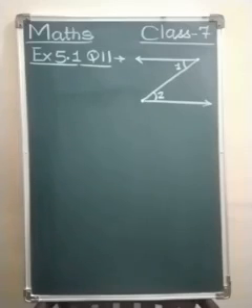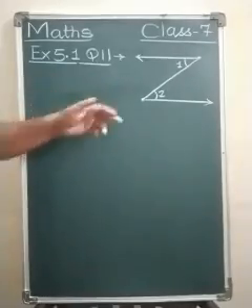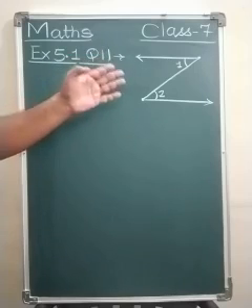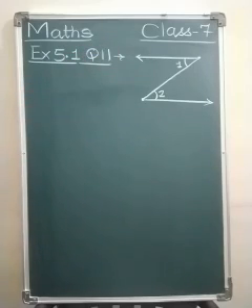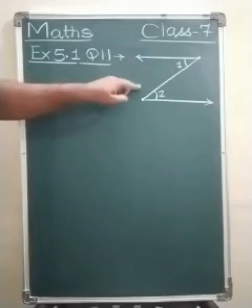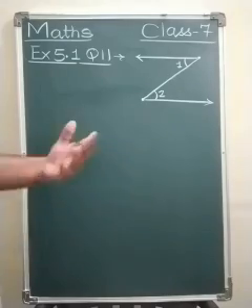Welcome back students to our maths class of class 7, and this is question number 11 of exercise 5.1. I will explain this sum and you will get the answer written in the notes. What the question says: in the following figure, is angle 1 adjacent to angle 2, and we have to give reasons.